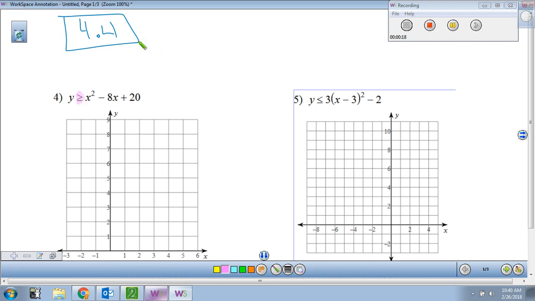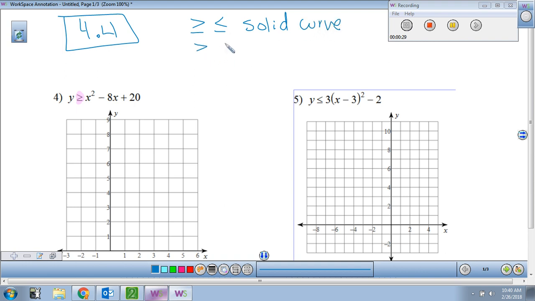Okay. If it has a greater than or equal to or less than or equal to, we're going to use a solid curve, just like we used a solid line when we did linear inequalities. And if it has greater than or less than, we're going to use a dashed curve when we connect the parabola. Just like when we did linear inequalities, if it's greater than, we're going to shade above.